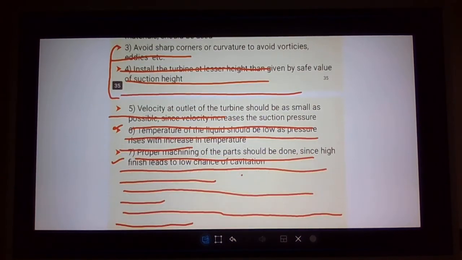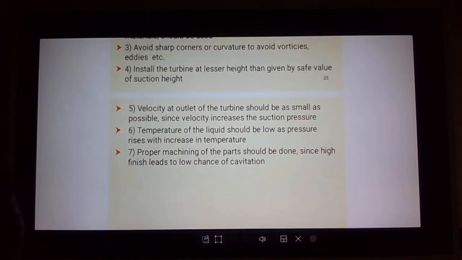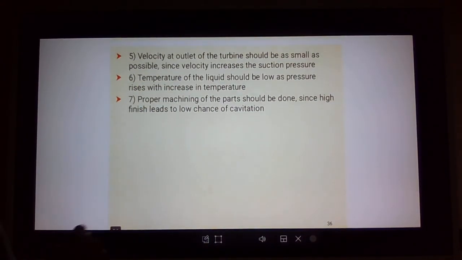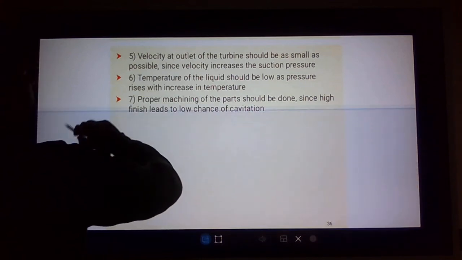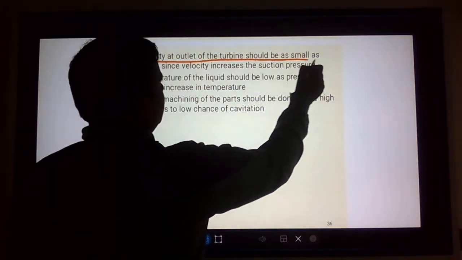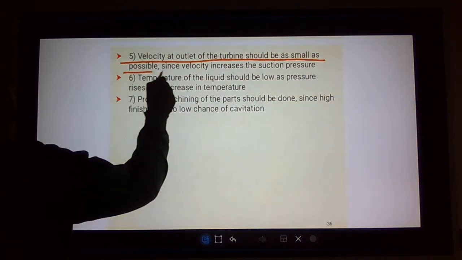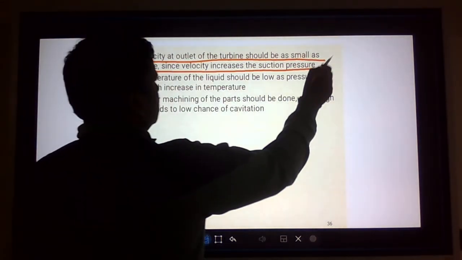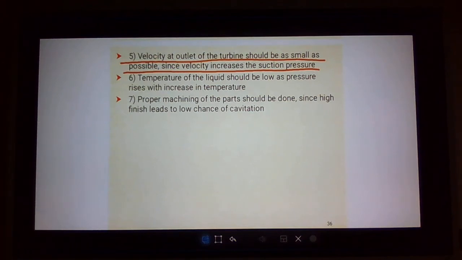Moreover, you can also try some more points. The velocity at the outlet of the turbine should be as small as possible, since velocity increases the suction pressure. Because I am talking about the outlet of the turbine, the velocity should be as low as possible.